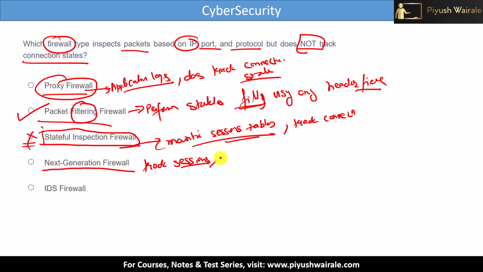Right. So this means what? It also tracks the connection state. Right. So option D is not correct. What is IDS firewall here? So what is IDS first here?